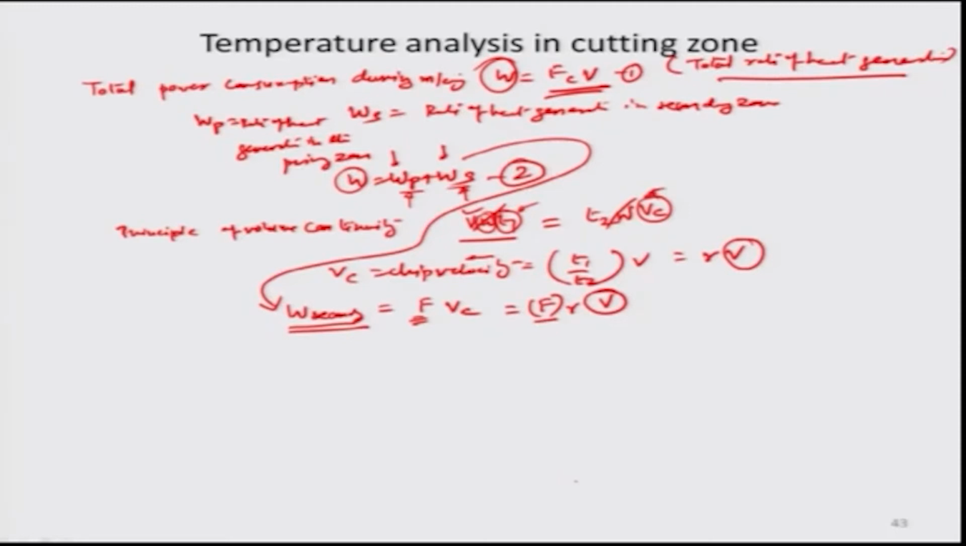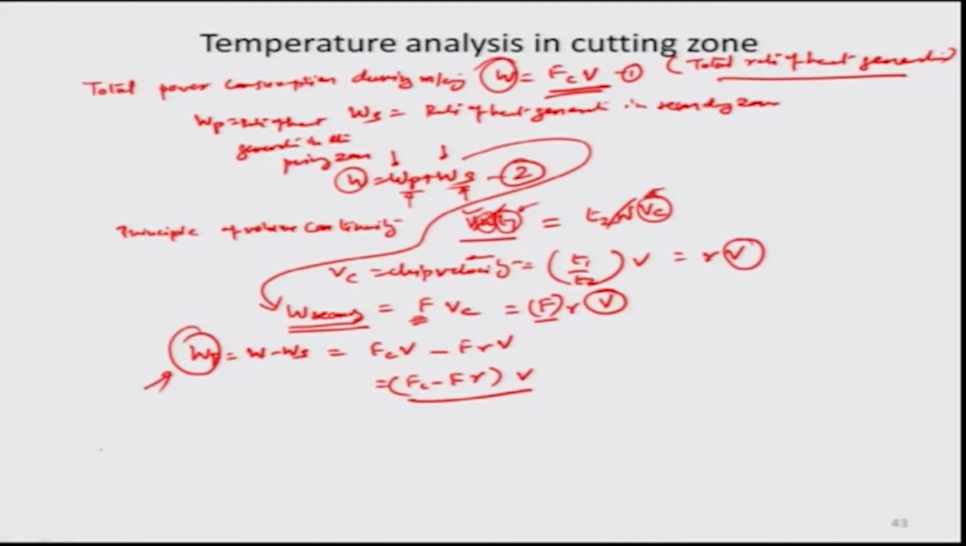Let us calculate the Wp. So obviously Wp would be W minus Ws. W has already been recorded as Fc V minus F times R V. So this becomes equal to Fc minus F R, where R is the cutting ratio, times the velocity V. So that is what the primary zone would provide as the rate of heat generation.